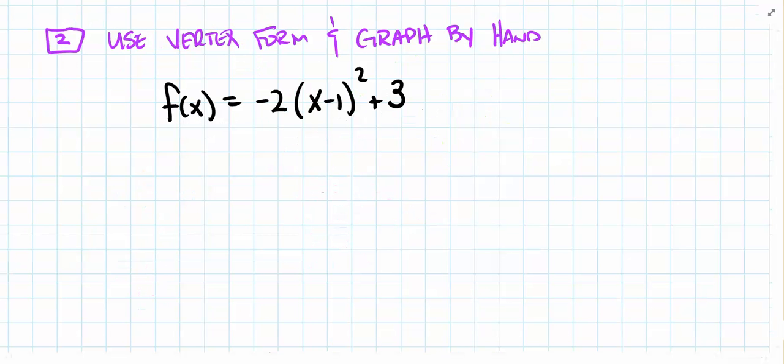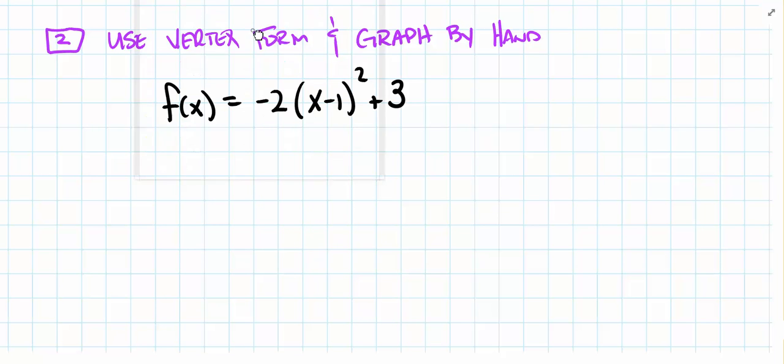What I wanted to do is use the vertex form, and we're going to graph by hand, okay? I very much enjoy using technology. Obviously, we use technology a lot, but I also want you to have the skills of matching the technology to what you have on paper. So we're going to do this full analysis by hand, and then we're going to compare it to our graphing calculator, okay? So I've given you a quadratic function that's in vertex form, and let's get as much information out of this as we can.